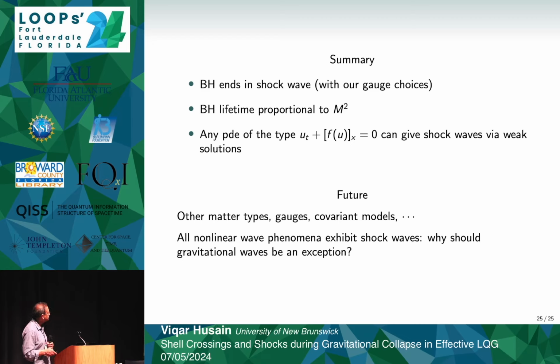Now there's a lot to do here beyond the first model that we looked at in the way we looked at it. Other matter types, gauges, and then there's a lot of work you'll hear about which concerns covariant models. We completely destroyed covariance by fixing these gauges, so one can ask the question: suppose you take this classical theory, make some other gauge choices, do some polymerization or some other type of quantization, are you going to get equivalent results? Well, we don't know, and I think that's one of the things we need to investigate.